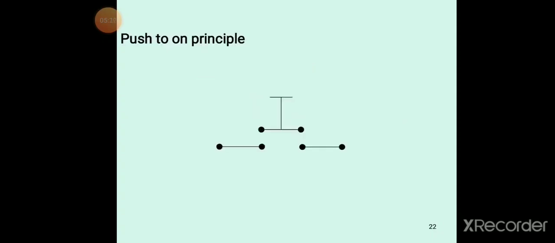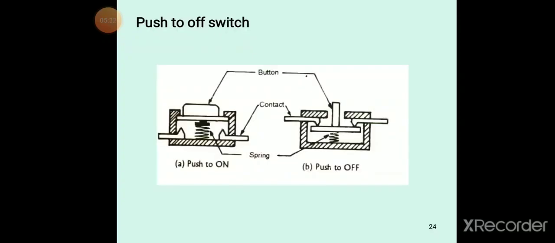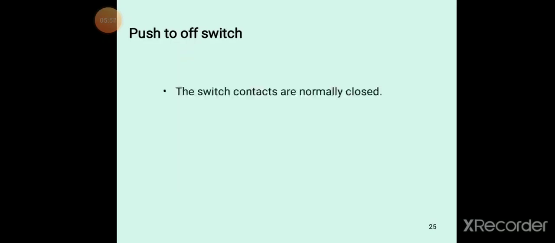Push to on principle: whenever you push, current will pass. Push to off means whenever you push, the connection will break. The symbol and circuit of the push to off switch and push to on switch are here. Whenever the button is pressed, the two contacts will be on. Whenever the button is pressed, the two contacts will be opened. You can easily see how it is working.